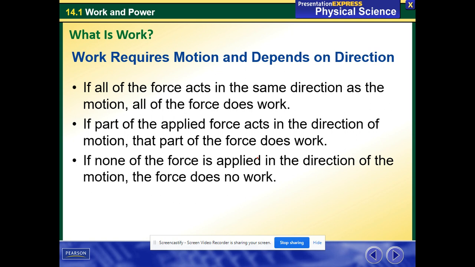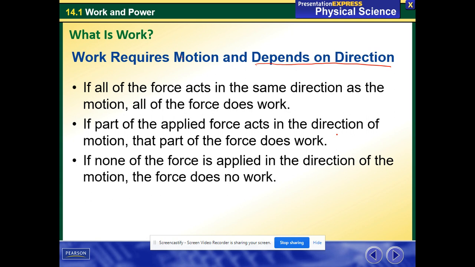So again, here is our key header, and it describes the criteria that we need. It requires motion, so it has to move, and it depends on the direction. So again, depends on direction. I'm going to give you 3 scenarios, and then I'm going to give you a real life example of each one of these scenarios so that you can kind of see them and get a visualization for them.